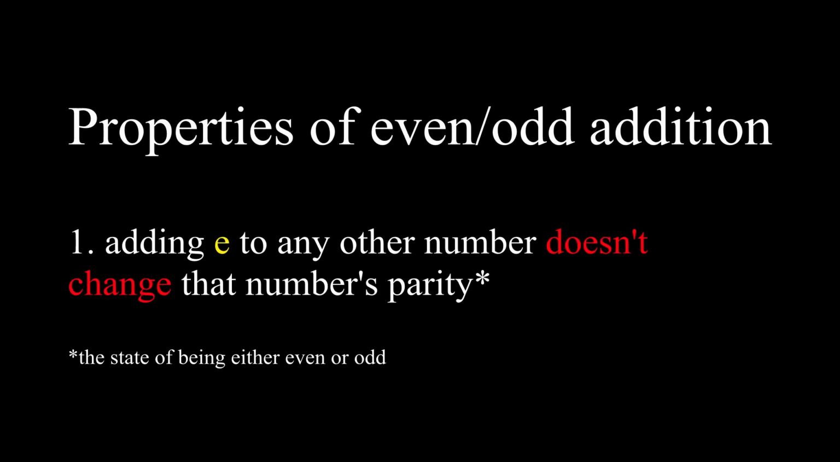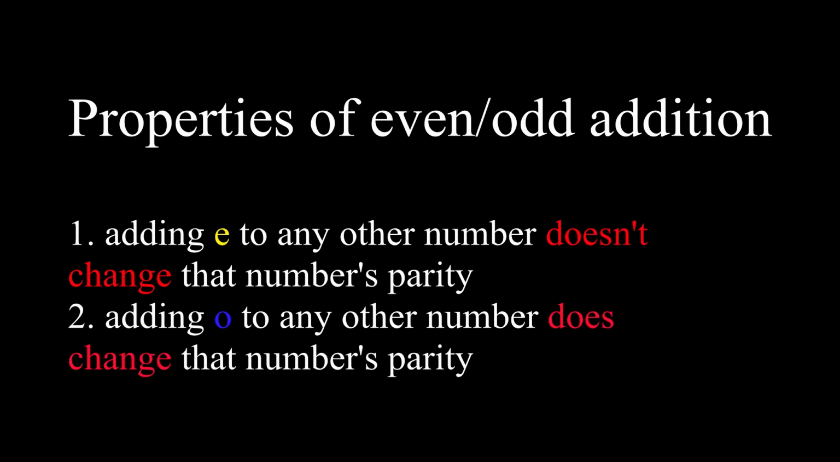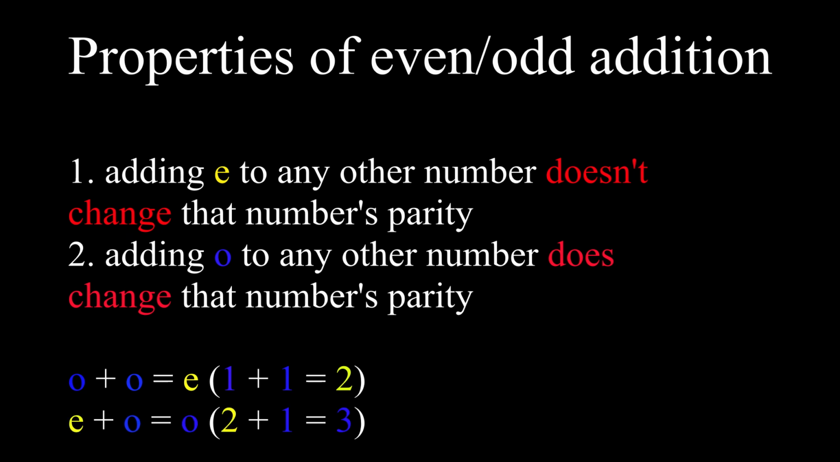So to solve this, you have to first realize several properties of even and odd numbers. If you add an even number to some other number, the parity, the state of being either even or odd, remains the same. E plus E is still E, and O plus E is still O. If you add an odd number to another number, the parity changes. So O plus O changes to E, and E plus O changes to O.